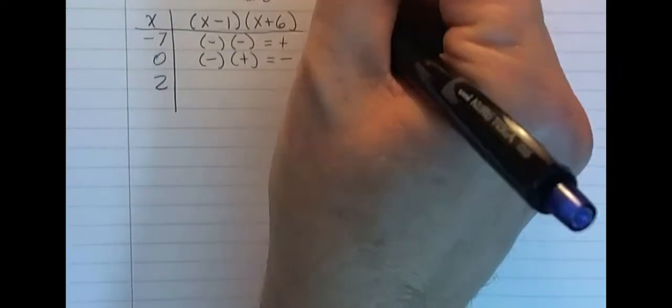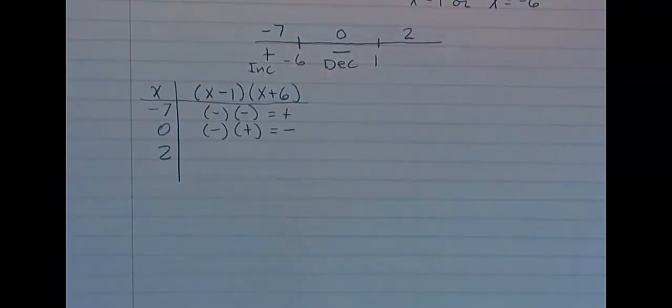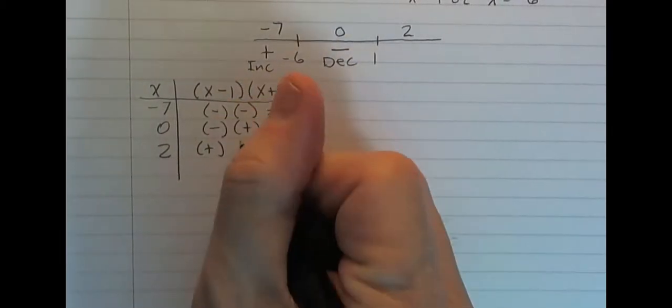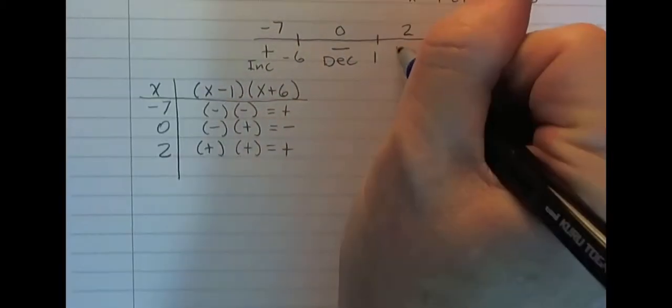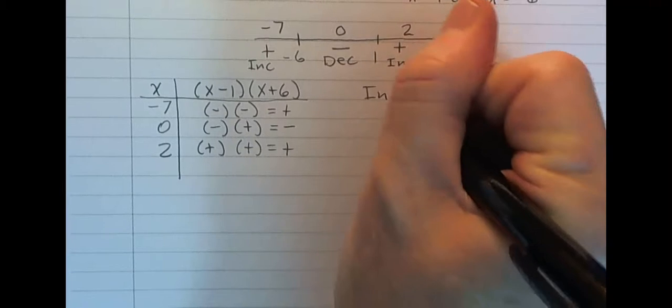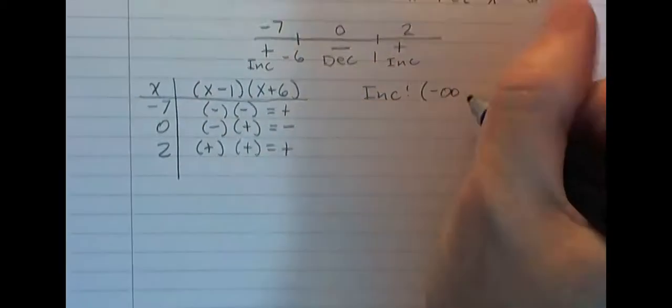Now, let's look at what happens when I put a 0 in here. Well, I get a negative times a positive, which gives me a negative, so this is negative. Negative right there, and that's decreasing. Now, what about a 2? Well, I get a positive times a positive, which gives me a positive. That means positive here, and I'm increasing. Okay, now, here's what we can determine from this. We know where the graph is increasing. It's increasing from negative infinity to negative 6.